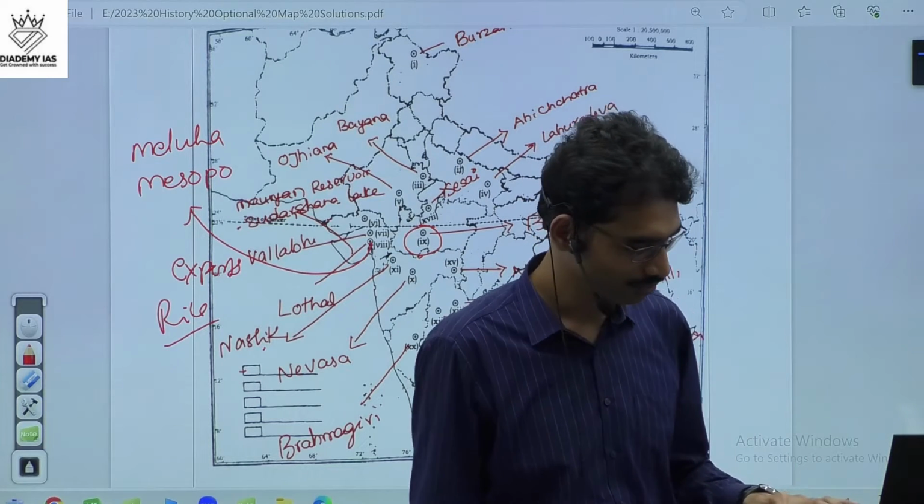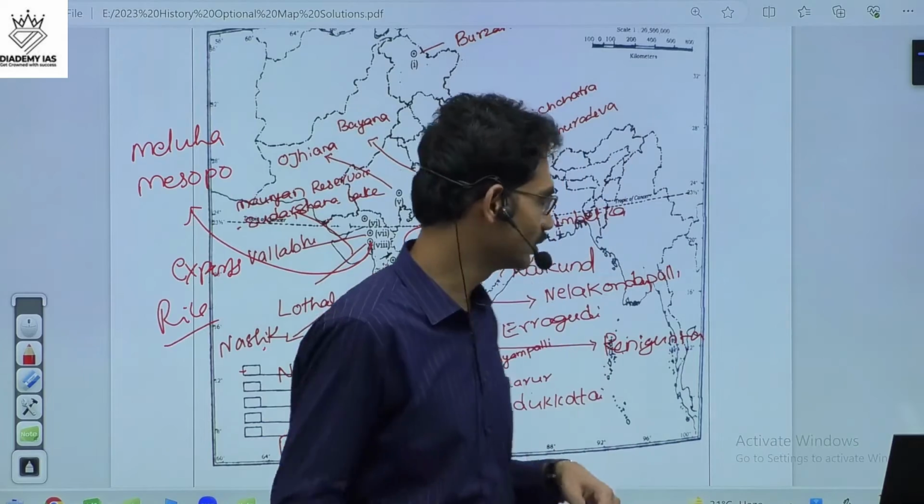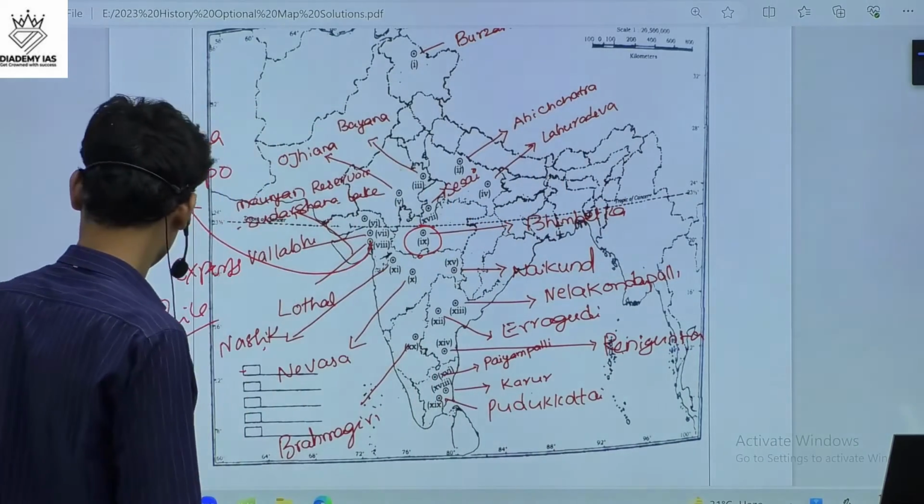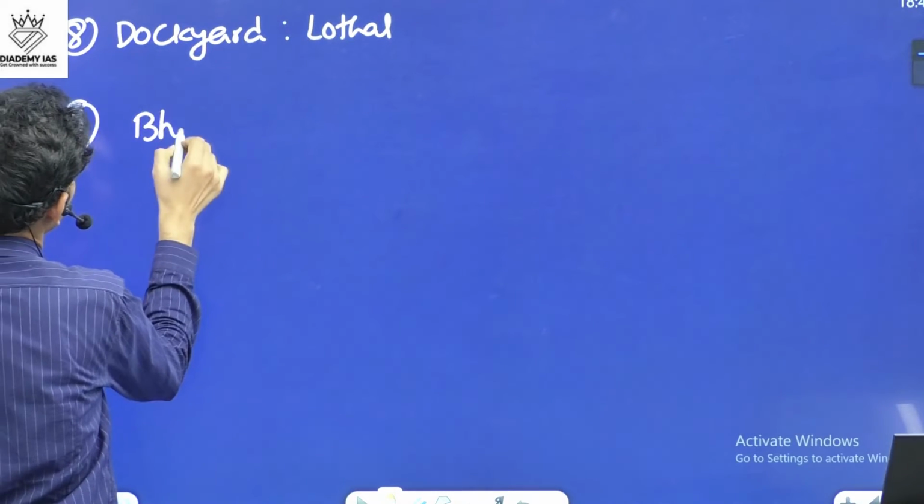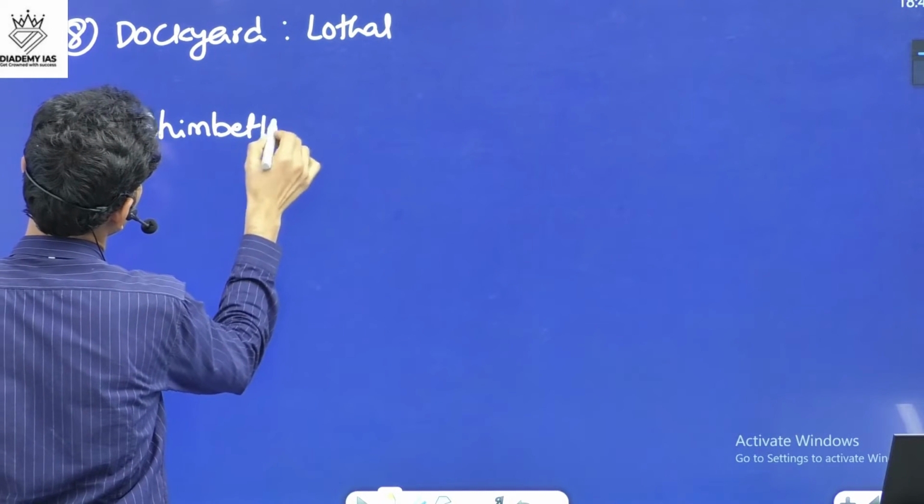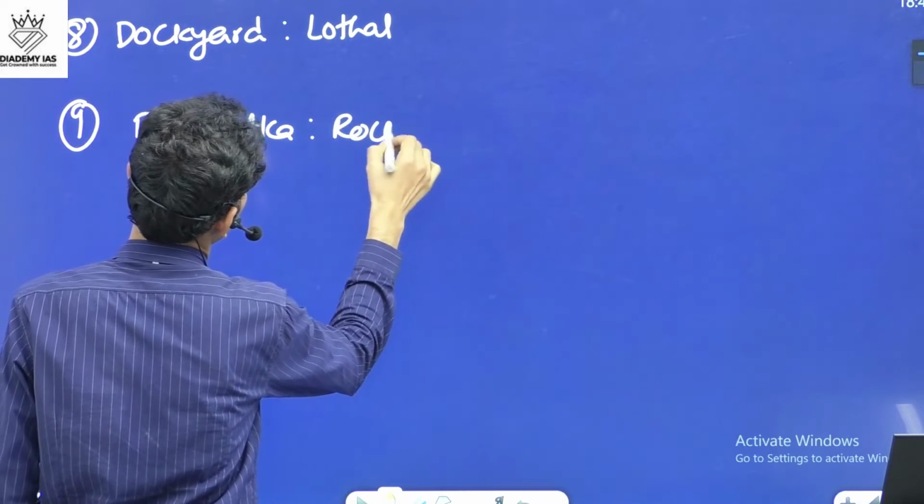Ninth one. That is the ninth one. Next, 10th one. Ninth is Bhimbetka, rock shelter.